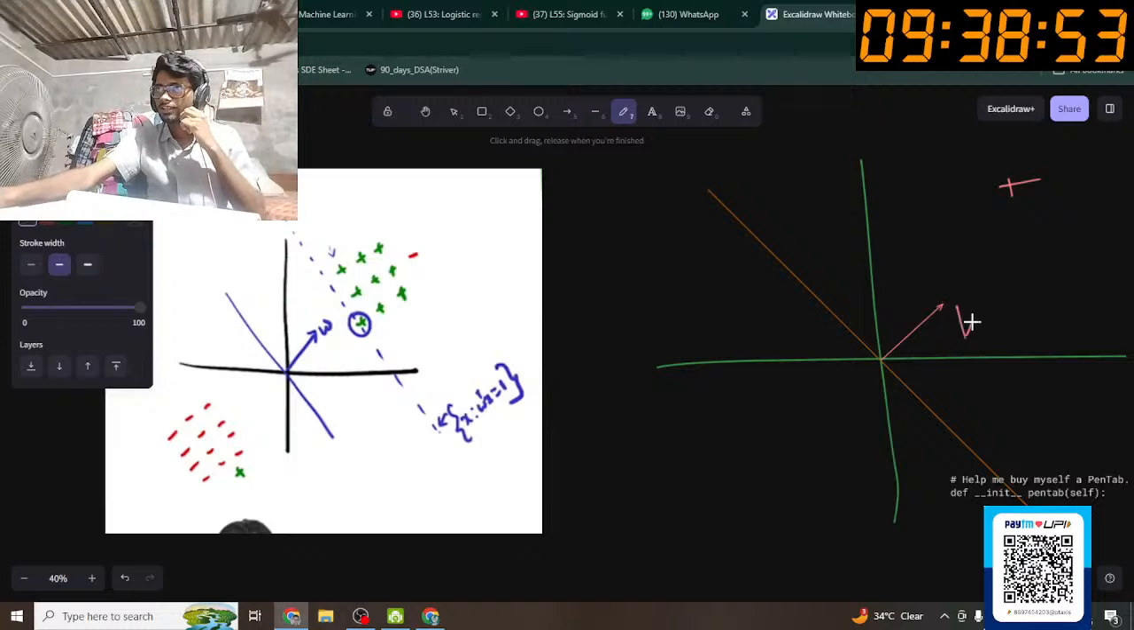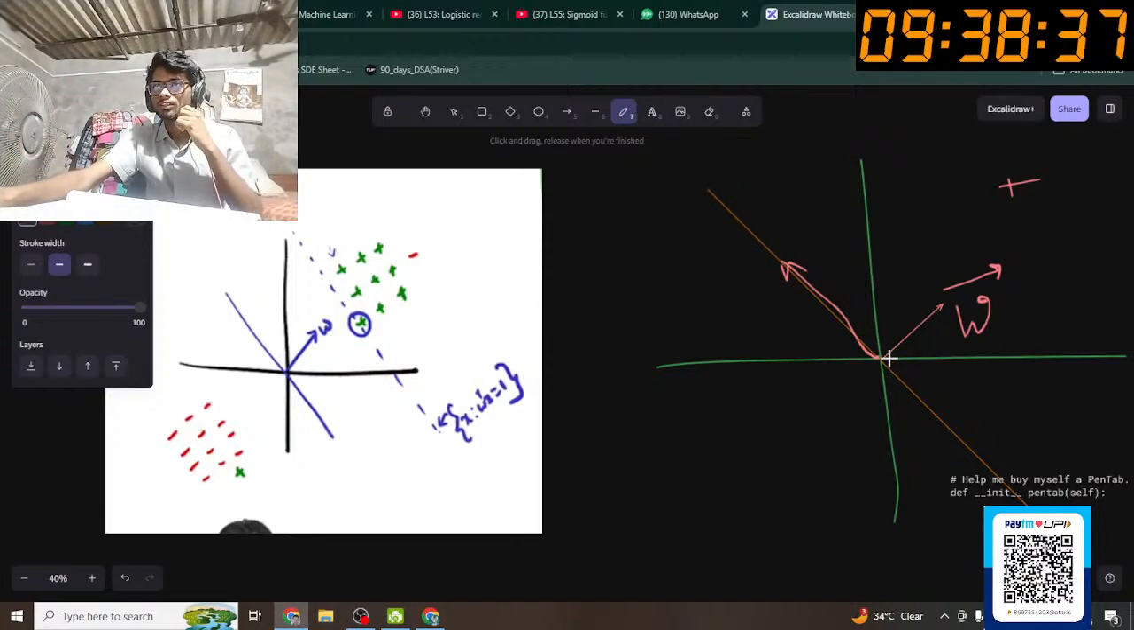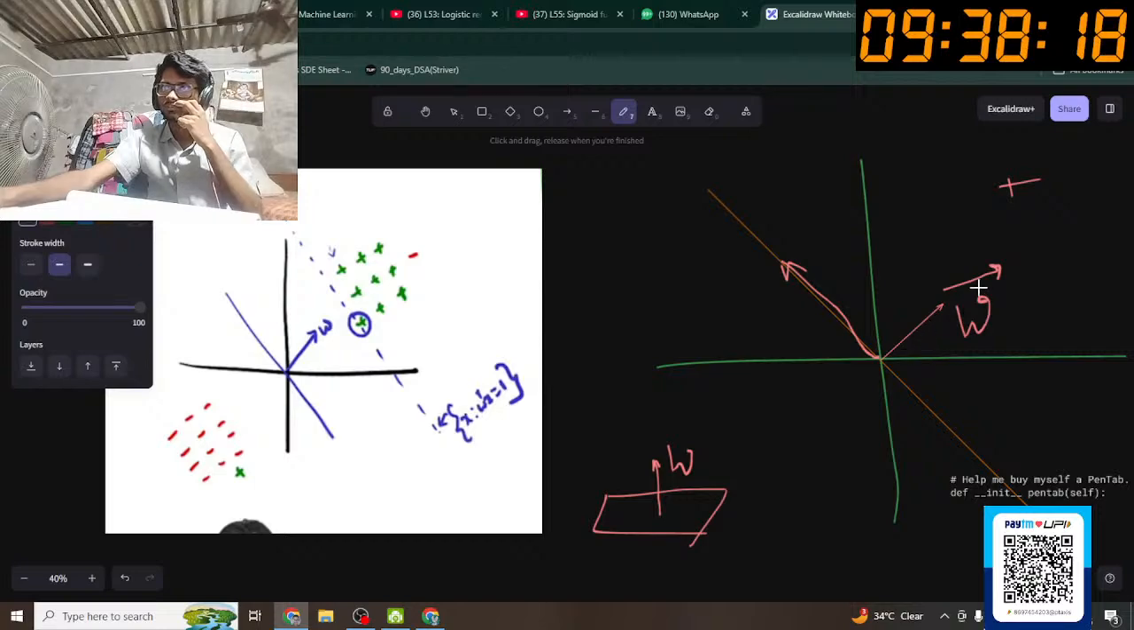So see, here we have the W vector, and let's consider a point here. If we make a vector, this vector is just coinciding with the line. In my earlier video I discussed that if there is a hyperplane, then we have the normal vector like this. So this is the hyperplane and this is the normal vector, so the angle between them should be 90 degrees.